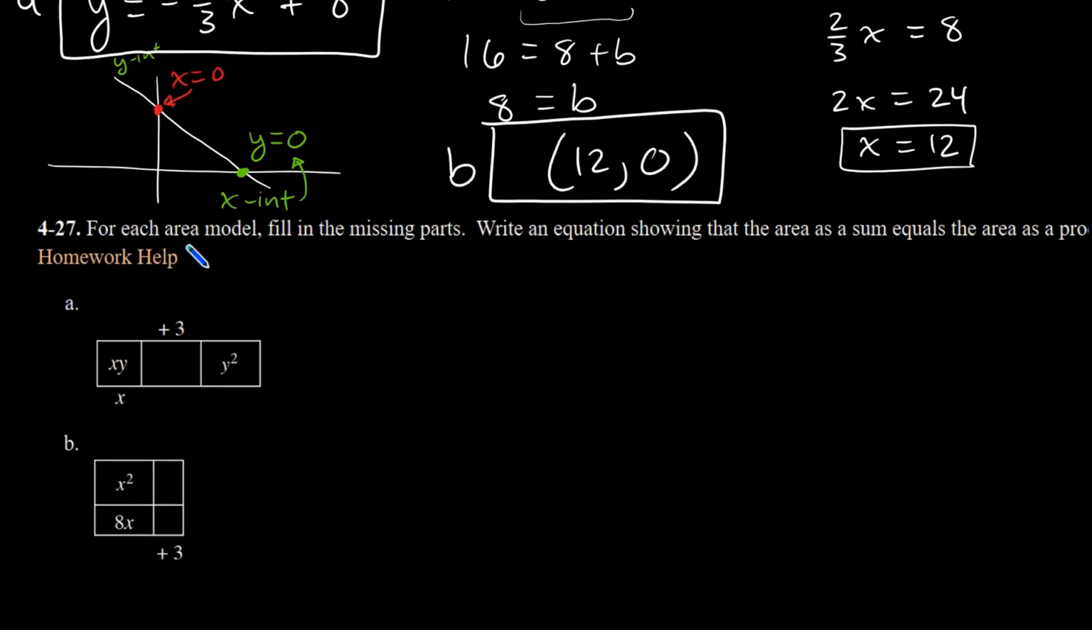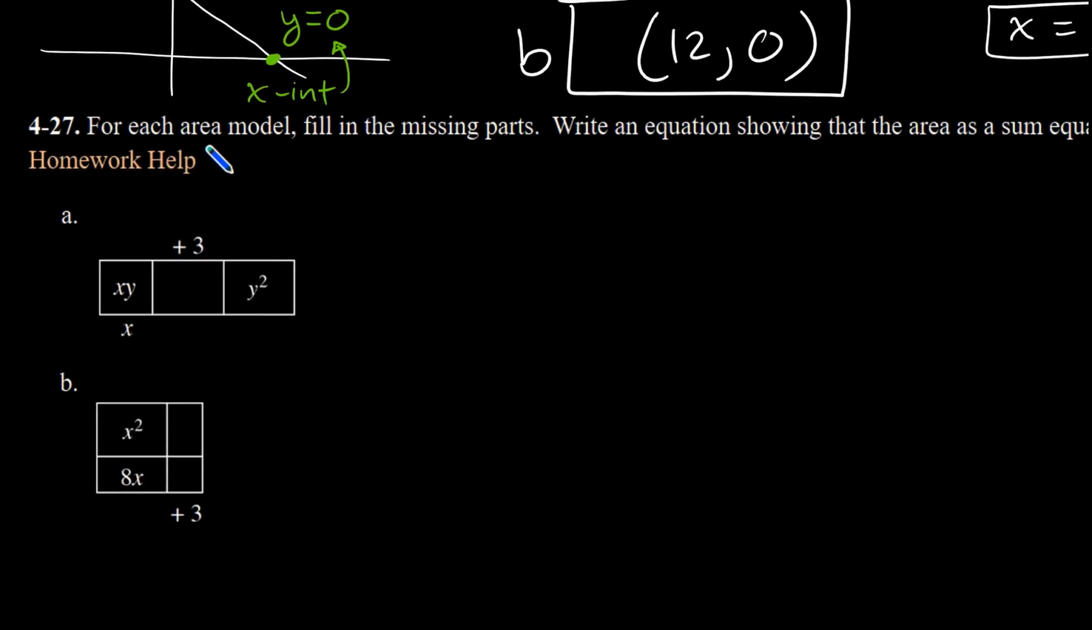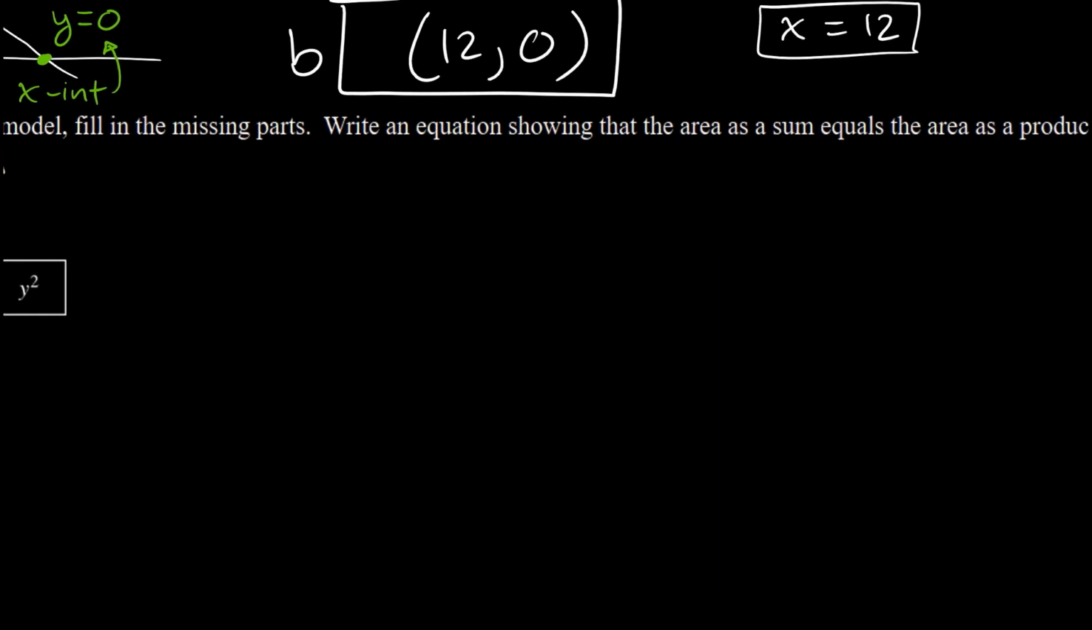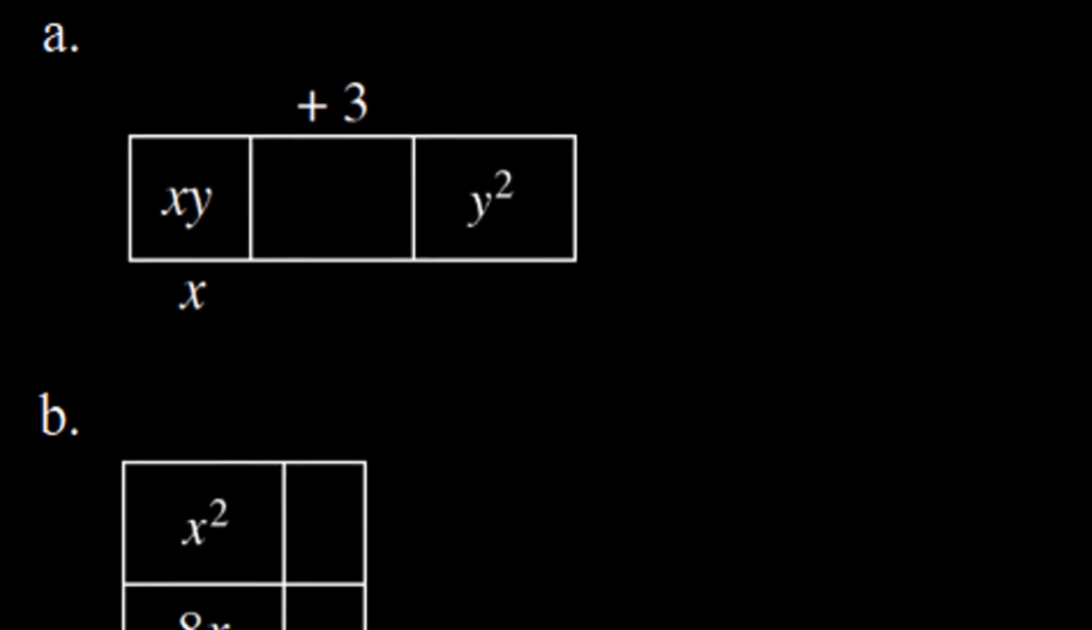On to 27. 27 says, for each area model, fill in the missing parts. Write an equation showing that the area as a sum equals the area as a product. Wonderful. So if I'm looking at this, again, these values inside of here are obtained by multiplying the length times width. And if I've got this value down here is x, and my product is xy, that means this would have to be y. It has to be y.